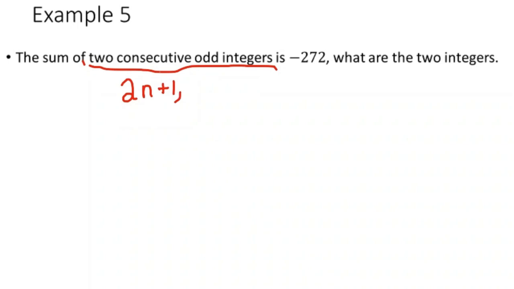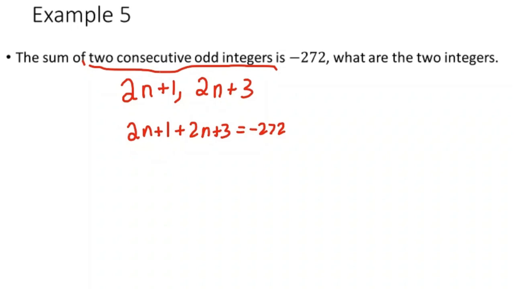And the pattern for integers is even, odd, even, odd. So if I add 1 to an odd integer, I get an even integer. So I want to skip that even integer. The way I'll skip that even integer is I'll add 2 instead. When I add 2 to 2n plus 1, I get 2n plus 3. Now I'm told the sum of my two consecutive odd integers is negative 272. Well, sum means addition. So 2n plus 1 plus 2n plus 3 equals negative 272.